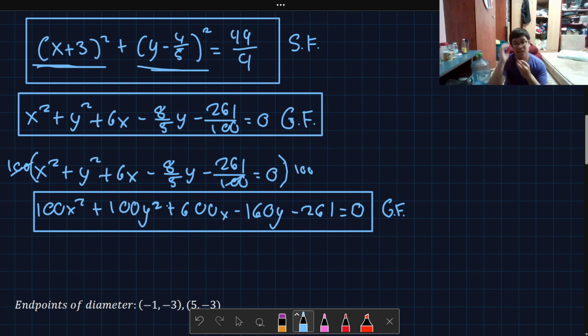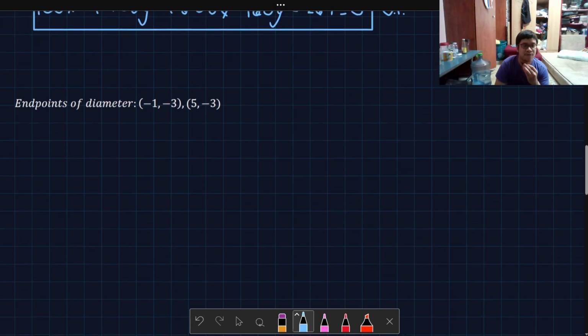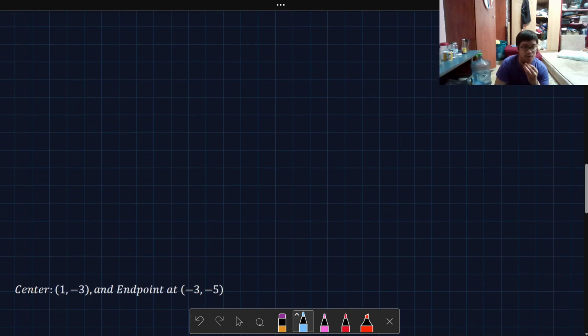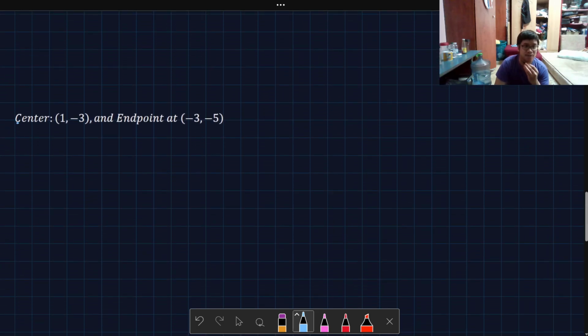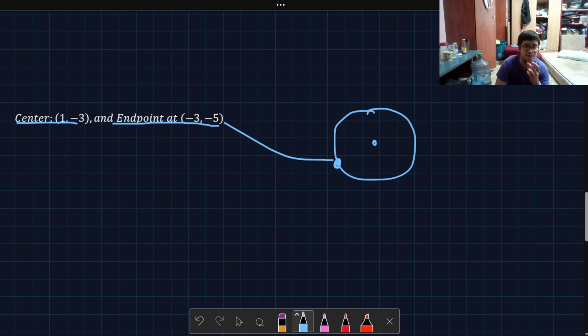And that is all, guys, for today's video. If you would notice, let's say you're told to find the standard form and you have the endpoints of a diameter, how would you do it? And we have another case: you have the center of a circle and a given endpoint at negative 3, negative 5. Meaning, if this is a circle with a center, and there exists a point here which is negative 3, negative 5, how would you find the standard form? We will learn that in the next video.